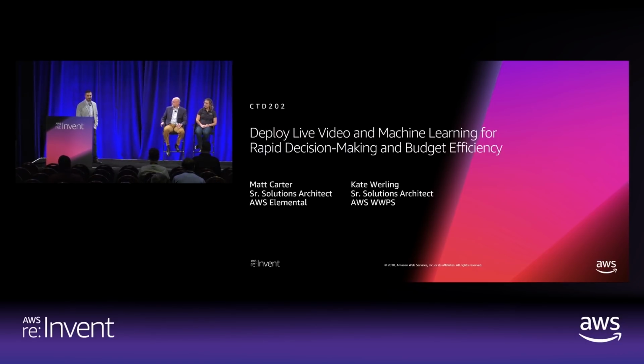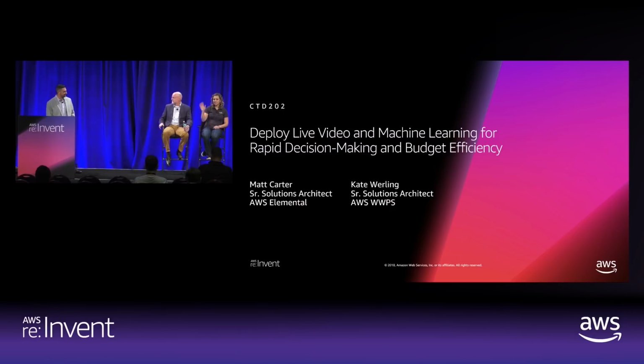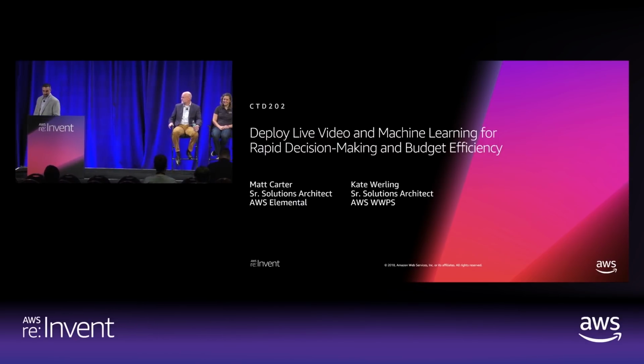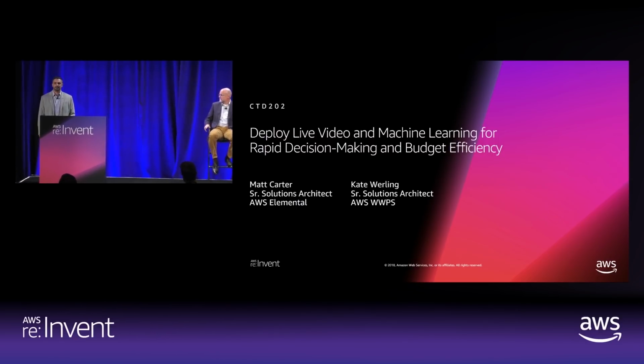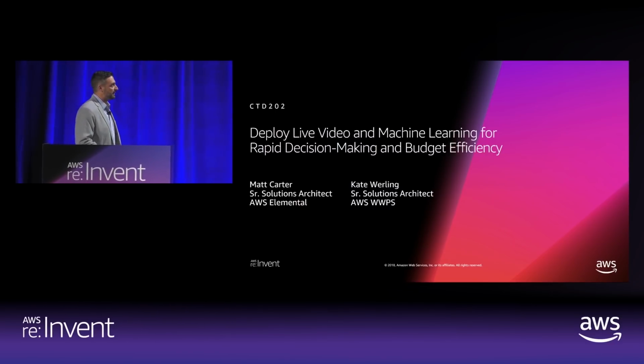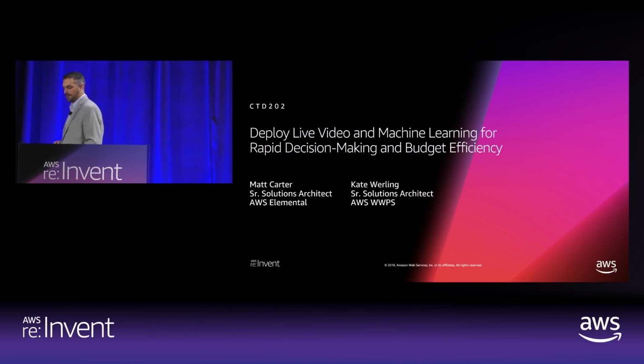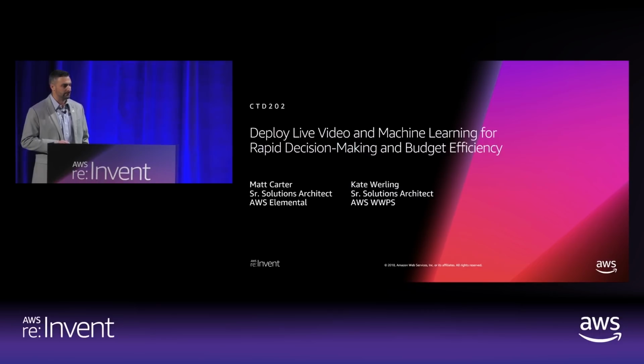My name is Matt Carter. I'm a solutions architect for AWS Elemental, and I'll be co-presenting with a couple of folks here, one Kate Whirling from our NatSec team and Worldwide Public Sector, and we have a special guest, which I'll introduce in just a second. If you're not familiar with AWS Elemental, we're the video overlay services for AWS. And so we're going to be talking today a little bit about video streaming technologies combined with machine learning, and a little bit through the lens of government workflows for U.S. government. So this could be public safety, federal, law enforcement, and whatnot.